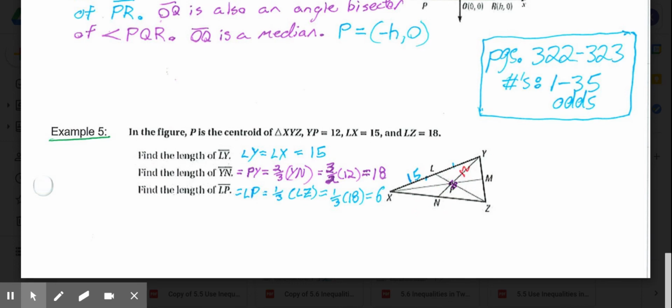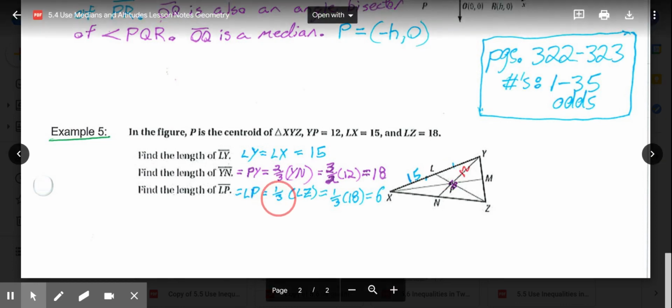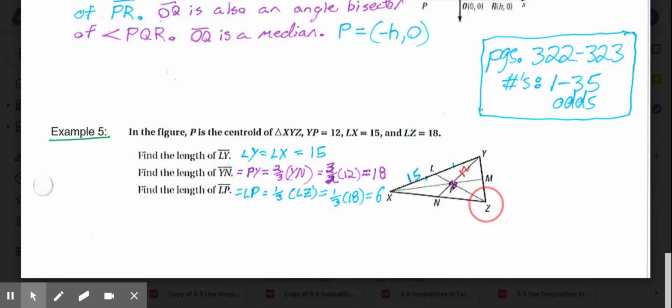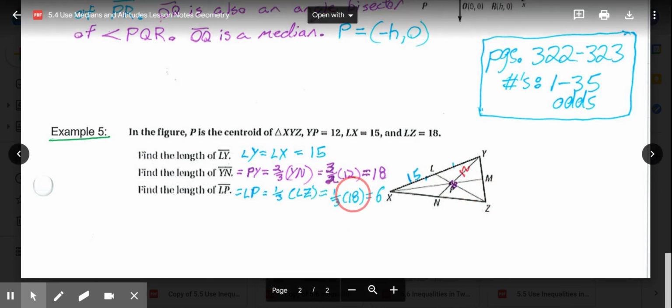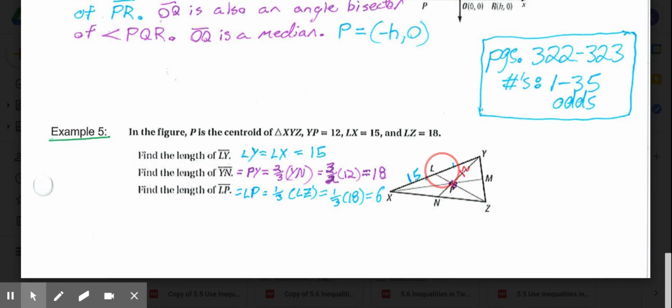And then to find the distance of LP. L to P, right here, is 1/3 of LZ. Because from Z to P, that's 2/3 of that median. So LZ would be 1/3 of that whole piece. So LP is 1/3 of LZ. So 1/3 of 18 would tell us that the distance L to P is 6. If we wanted to find the distance P to Z, that would be 2/3. So that would have been 12.